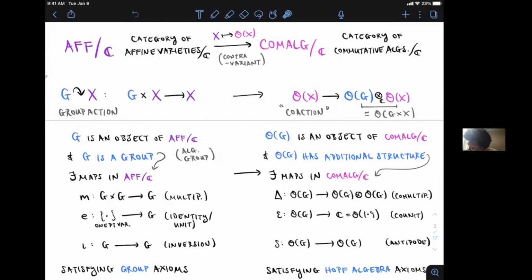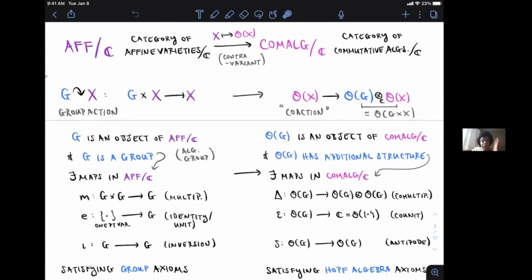So we have that G is an object in this category. It's an affine variety, but it's also a group. So in order for G to be a group in this category, we need there to exist maps in this category that play the role of multiplication, the identity, and also inversion, so that these maps are compatible in such a way that they satisfy the group axioms.